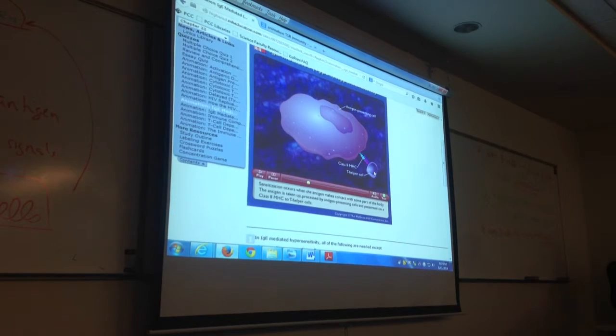Does the helper T cell also deal with autoimmune? In a way, yes. The helper T cell should not order an immune response, but that's also partly due to the TCR, which is, it could be either one.